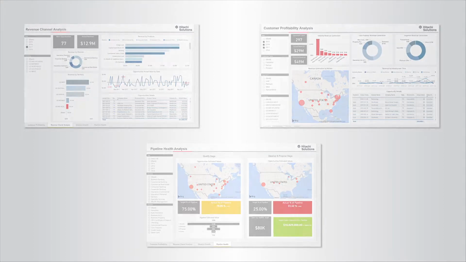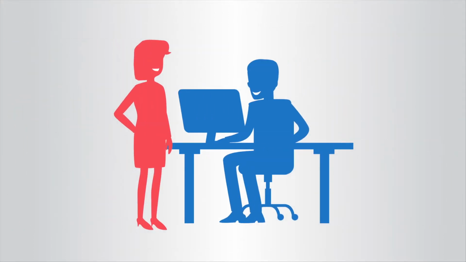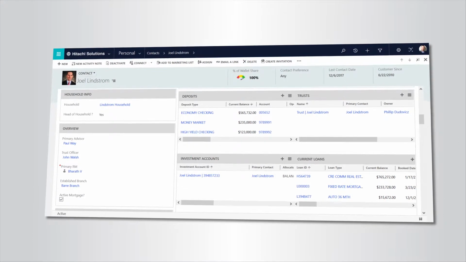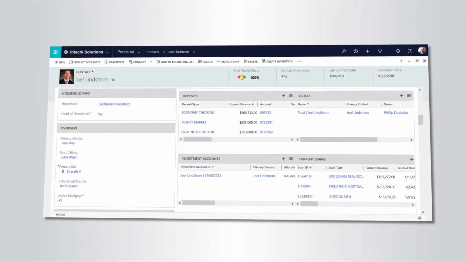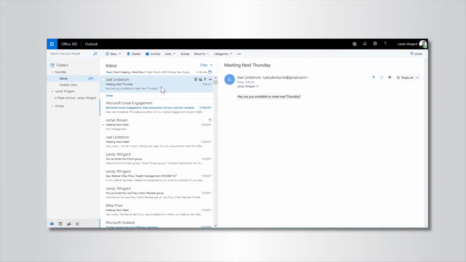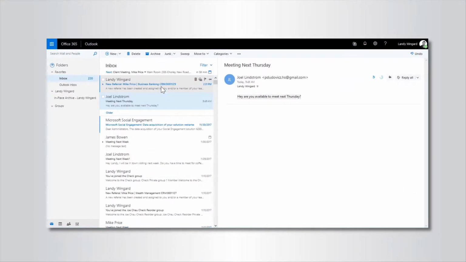Outside my office, I notice a customer making a deposit. As she completes her transaction, the teller is alerted that she's eligible for our bank's Platinum credit card. The customer wants more information, and because Hitachi Solutions Engage for Banking is integrated with our teller banking solution, the referral is created and passed on to one of our service representatives.